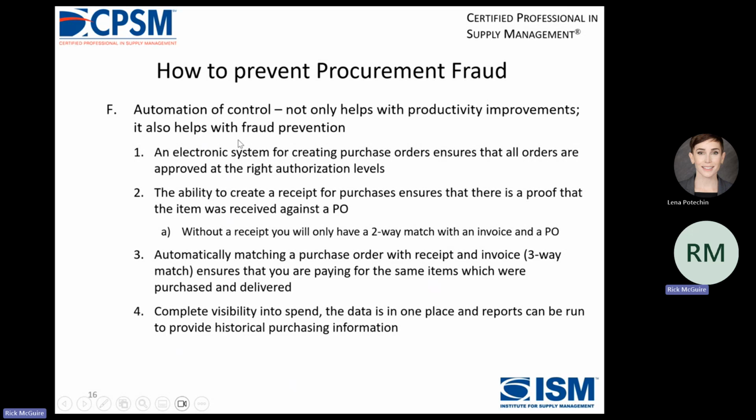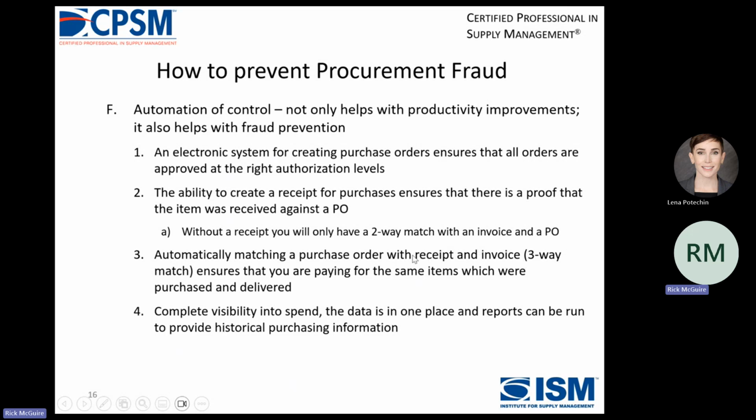Automation of control. This helps with fraud. So an electronic system for creating POs and then approving the POs at the right authorization levels. Ability to create a receipt for purchases ensures that there is proof that the item was received against a PO. Without a receipt, you only have a two-way match. So automatically matching a purchase order with a receipt in the system and an invoice, which is the three-way match, shows that you're paying for the same items which were purchased and delivered. So you usually want a three-way match.